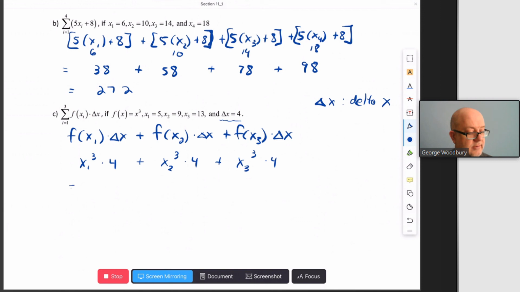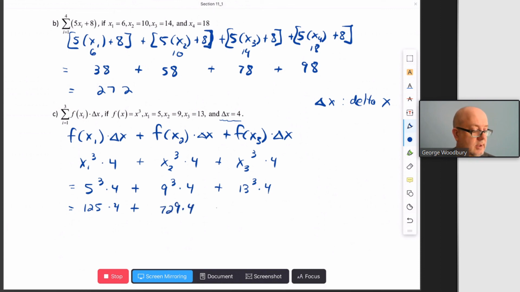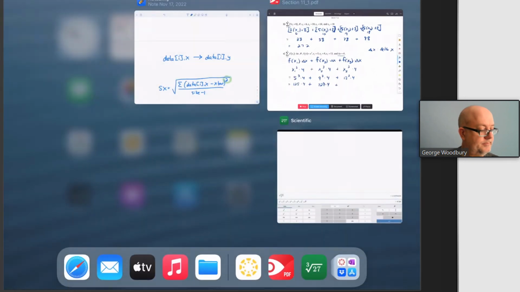x sub 1 is 5. So we've got 5 cubed times 4 plus x sub 2 is 9. So 9 cubed times 4. And x sub 3 is 13. So 13 cubed times 4. 5 cubed is 125. 9 cubed is 729. And 13 cubed is, that's off of my radar. Let's check out what that is, and we'll also do the whole sum there as well.